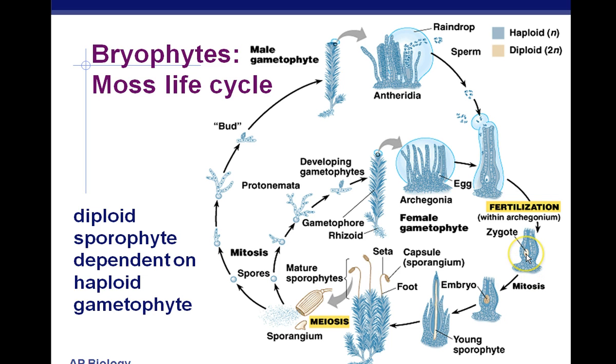The zygote here, if you remember, is diploid, 2N, and if you refer back to your alternation of generations diagram, the zygote will undergo mitosis to produce the sporophyte. And then that sporophyte makes what? Sporophyte makes spores. So we have the sporophyte making spores. Here we have spores produced by the sporophyte here. And the spores will develop into the gametophyte.